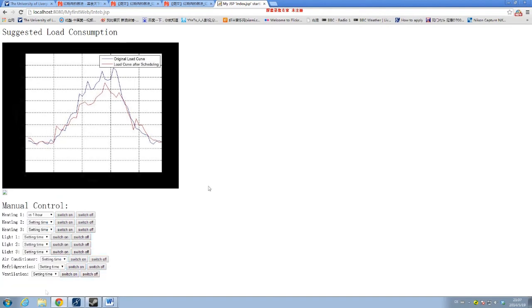Yeah. So I think these are the most important functions of our software. I think this web-based software will be the best solution for our project.